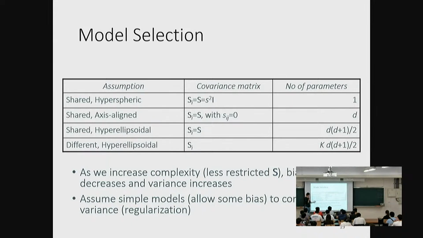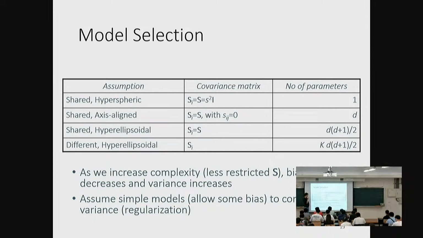The most complex version is a different hyperellipsoid, where every class has its own full covariance matrix. Then you have K, the number of classes, times d times d plus 1 divided by 2 parameters you need to estimate from the data to be able to use in your discriminant function.